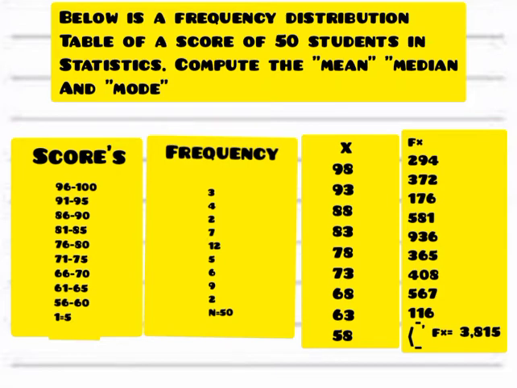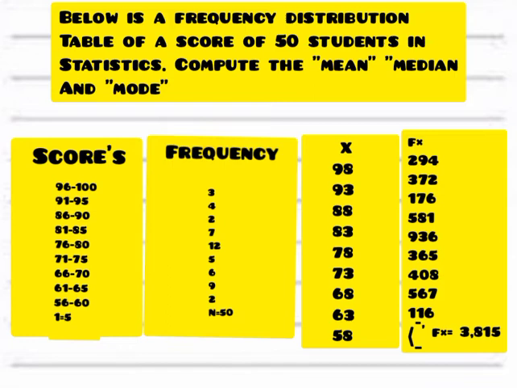How can we get the class mark? Let's just add 96 and 100, then divide it by 2. So 96 plus 100, we have 196. Then divide it by 2, we'll have 98. To get the value of n, let's add the frequencies. So 3 plus 4, we have 7. 7 plus 2 equals 9, plus 7 equals 16, plus 12 equals 28, plus 5 equals 33, plus 6 equals 39, plus 9 equals 48, plus 2 equals 50.